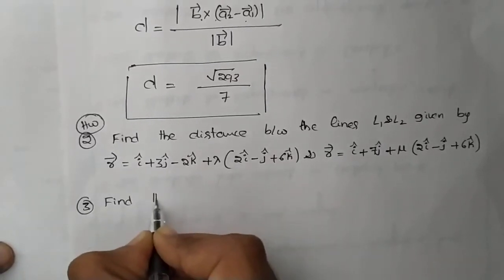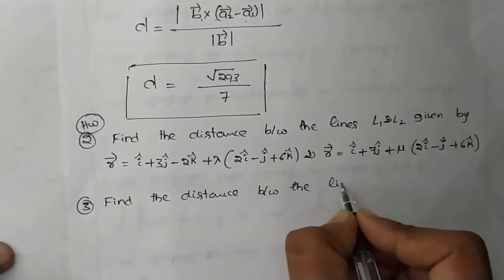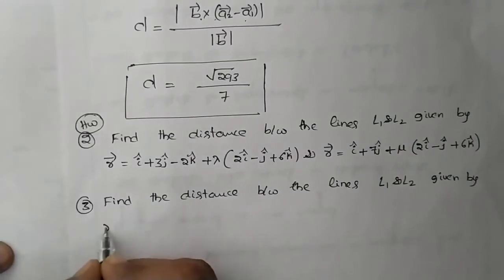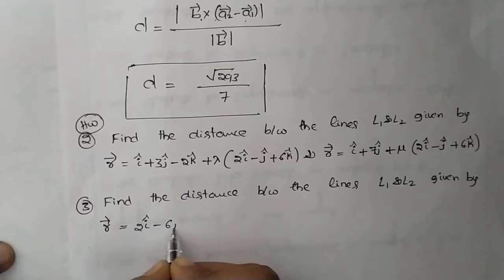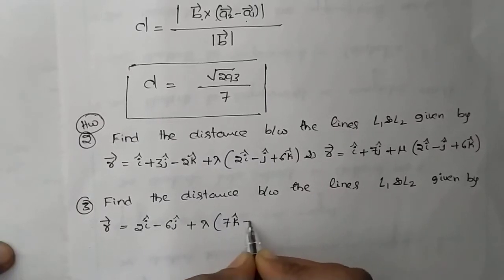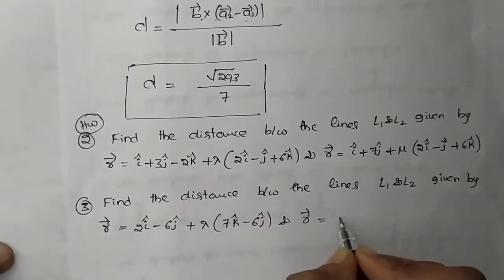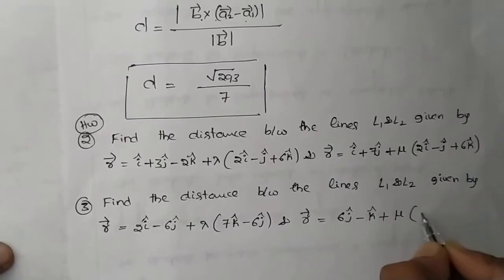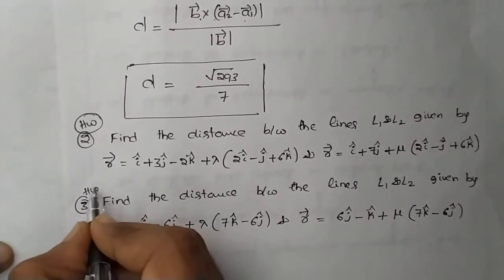Find the distance between the lines L1 and L2 given by r vector equals 2i cap minus 6j cap plus lambda into 7k cap minus 6j cap, and r vector equals 6j cap minus k cap plus mu into 7k cap minus 6j cap. These are the homework questions for you.